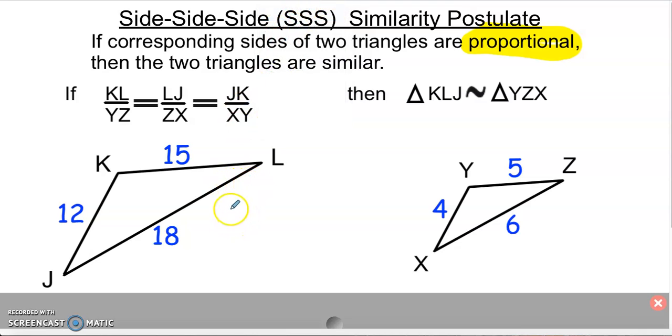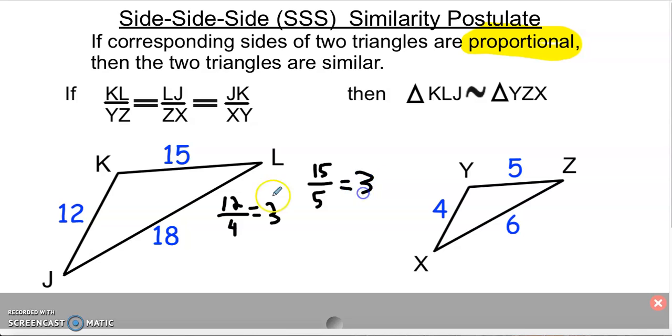When I do that, I take a look first at the smallest side on the triangle on the left, which is 12. And I'm going to compare that with the smallest side on the triangle on the right, which is 4. And that reduces to 3 over 1, or 3. I'm then going to take the medium side on the triangle on the left, which is 15, and compare that to the medium side on the triangle on the right, which is 5. And that's also going to reduce to 3.